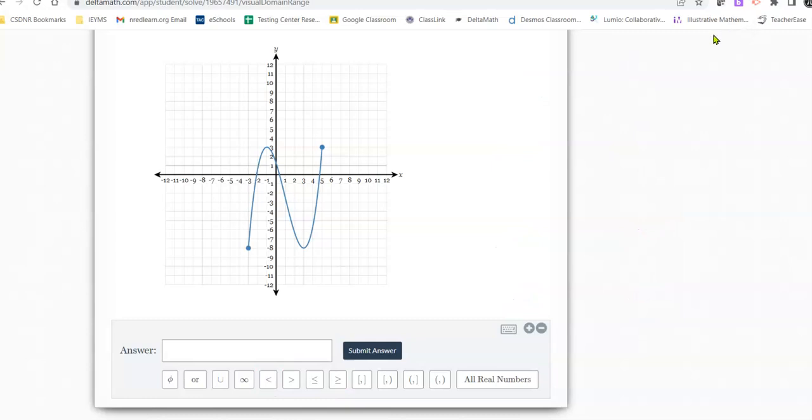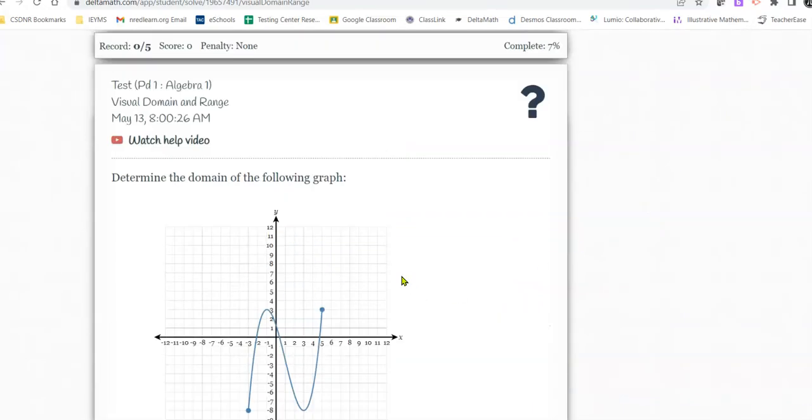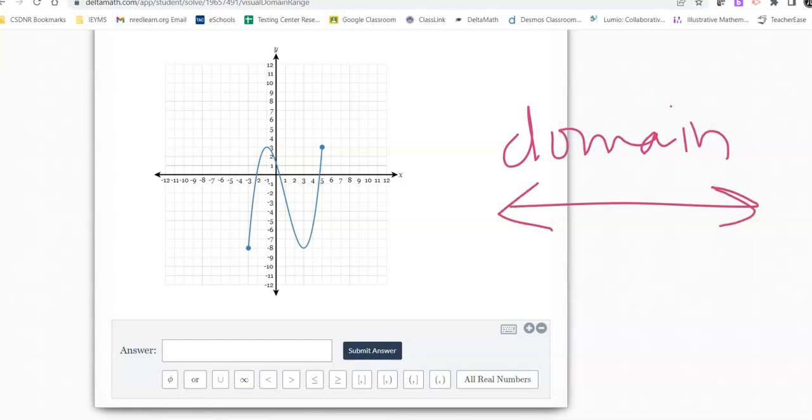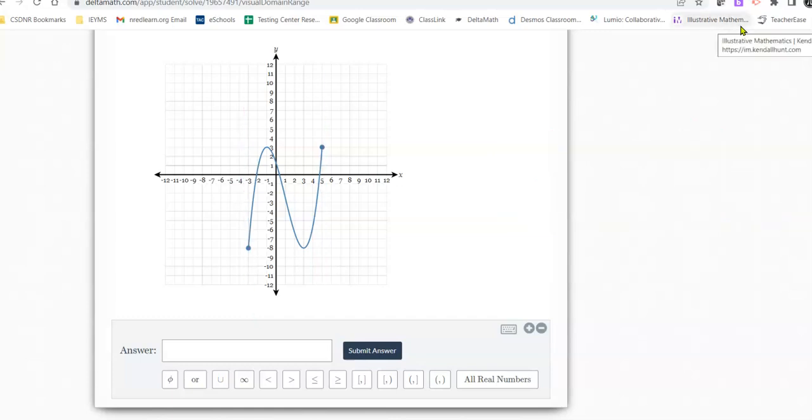So I'm going to do the first one with interval notation, and it's asking for the domain, so be a careful reader. The domain is your x values. So how far does it stretch to the left? How far does it stretch to the right? And those are the numbers we're looking for. So it looks like it stretches as far as -3, and it is solid. And it looks like it stretches as far as +5, and it is solid.